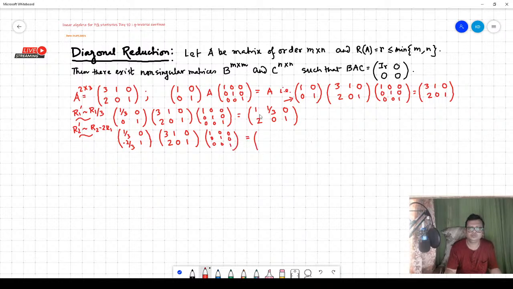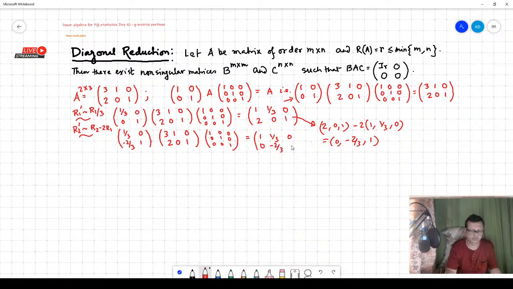Similarly, 2 0 1, this is the second row of this matrix, minus 2 into the first row 1 1/3 0, so this gives 1 1/3 0. So the second row is now changed and it is 0 minus 2 by 3 1. So this is 0 minus 2 by 3 1.